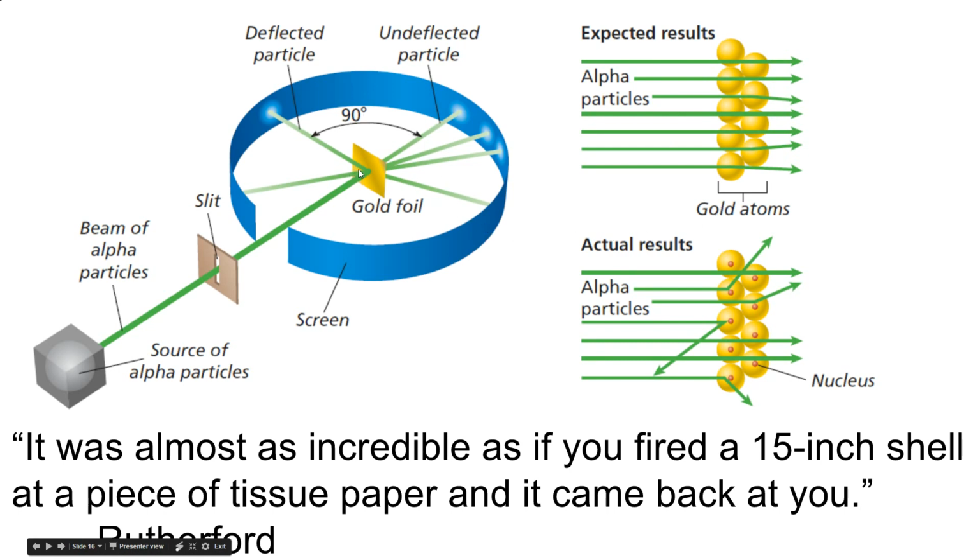What they saw was some of the alpha particles, not many, but a few of the alpha particles would get deflected off into different directions. He said it was almost as incredible as if you fired a 15-inch shell at a piece of tissue paper and it came back at you.